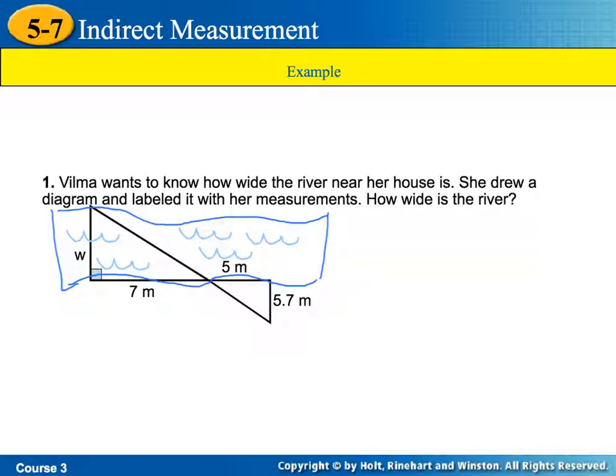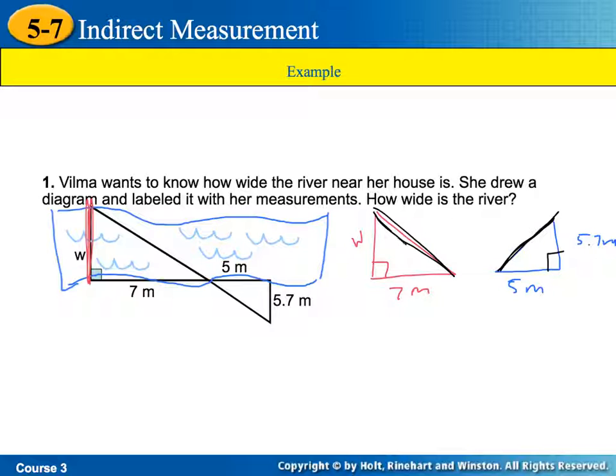All right, so we are figuring out how wide that river is, basically the height of this triangle. Now, if I were to break up these two triangles, I notice it gave us two triangles. One triangle would look like this: triangle W, this is 7 meters. The second triangle looks like this. I'm just going to make it a little bit easier. 5 meters on the bottom, 5.7 meters tall. We don't know this hypotenuse, we don't know that far side. But again, we can set up a proportion.